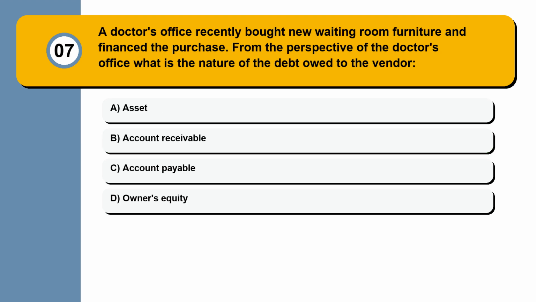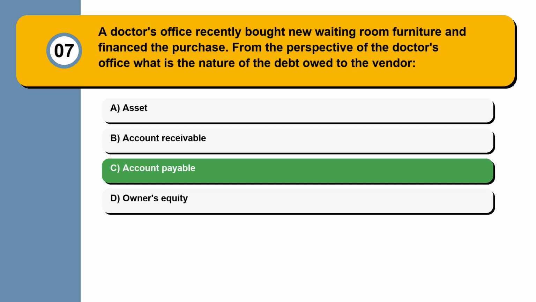Question 7. A doctor's office recently bought new waiting room furniture and financed the purchase. From the perspective of the doctor's office, what is the nature of the debt owed to the vendor? Here are your options. Option A, asset. Option B, account receivable. Option C, account payable. Option D, owner's equity. The correct answer is option C, account payable.